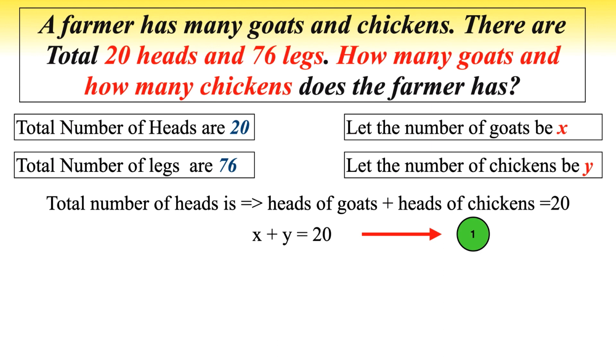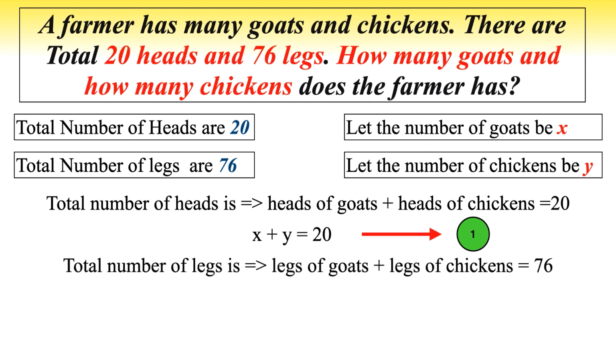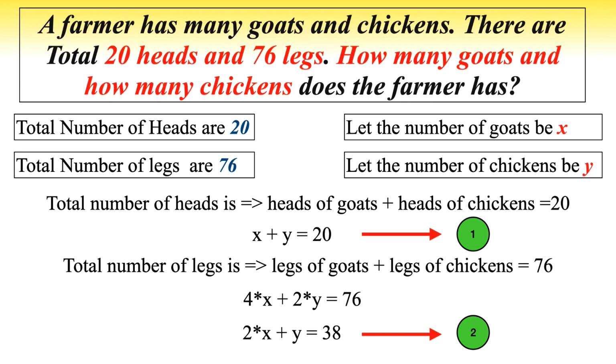Also we know that from the puzzle, total number of legs is legs of goats plus legs of chickens, which is equal to 76. Now equation becomes 4 into X plus 2 into Y, which is equal to 76. 4X is because X represents the goats and each goat have 4 legs. That's why it is 4X. 2Y is because the Y represents the number of chickens and each chicken has 2 legs. After simplifying, equation becomes 2X plus Y equals 38 and call this equation 2.